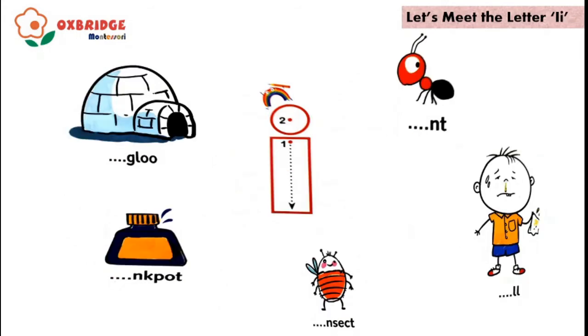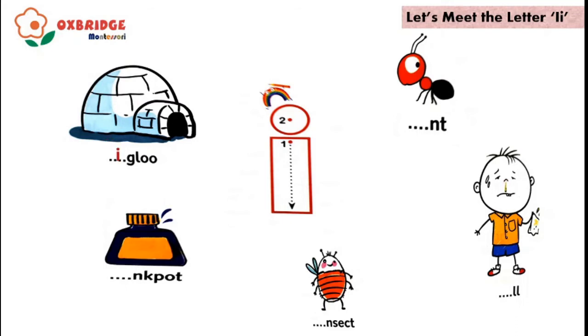This is I. The name of the letter is I and the sound is I. To say I, we don't have to move our lips or tongue. We say it with open mouth. So I is also a vowel sound. Now let's find what is the beginning sound of igloo. Say igloo slowly. Yes, the beginning sound it produces is I.